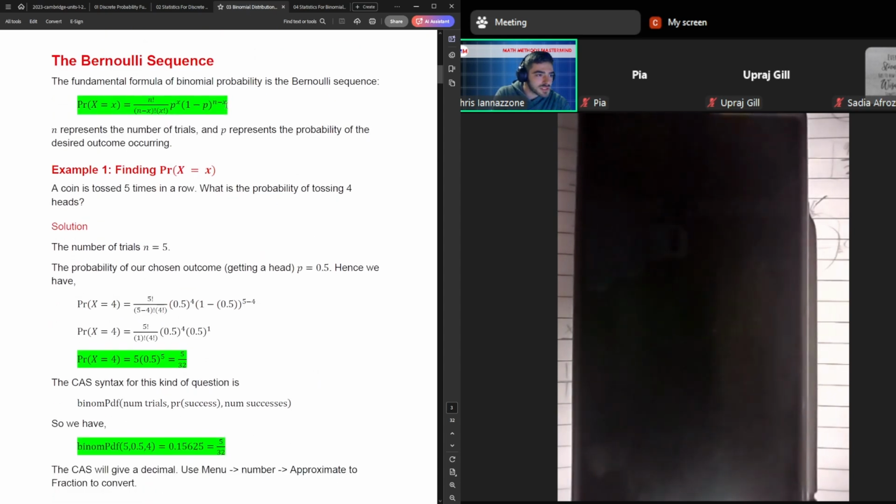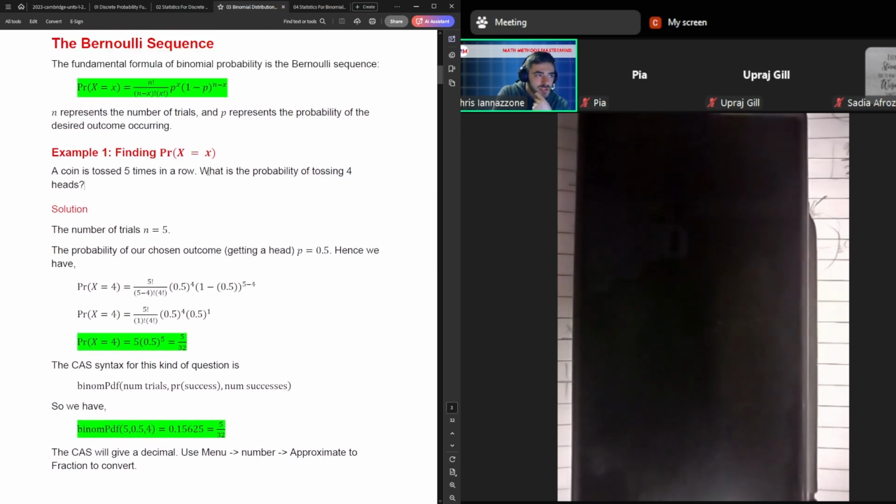All binomial experiments can be solved with the Bernoulli sequence. You might recognize this part of it, that being the combinations or the selections equation. And then all you're doing is multiplying by some probability terms here. Basically, the probability of any given outcome can be given by this equation here. In one particular example, we have a coin toss. It's being tossed 5 times in a row. We want to find the probability of tossing 4 heads.